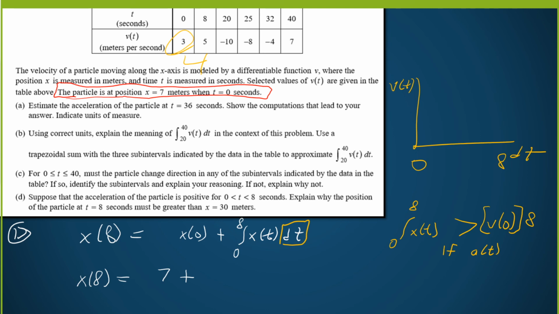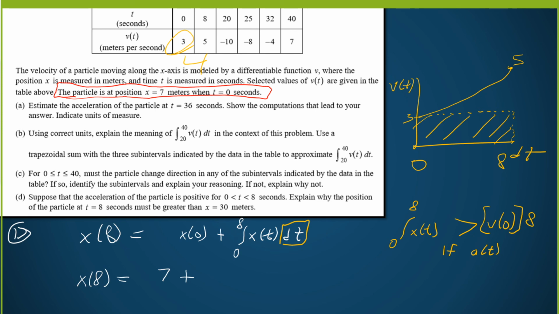So we have our function where our actual velocity is going from 3 to 5, right? As long as my acceleration is positive, that means my slope is positive, my velocity is increasing. I should have more area under the curve than this left-hand Riemann sum, right? So I know the actual area will be greater than 8 times 3, my left-hand Riemann sum approximation. Does that make sense?